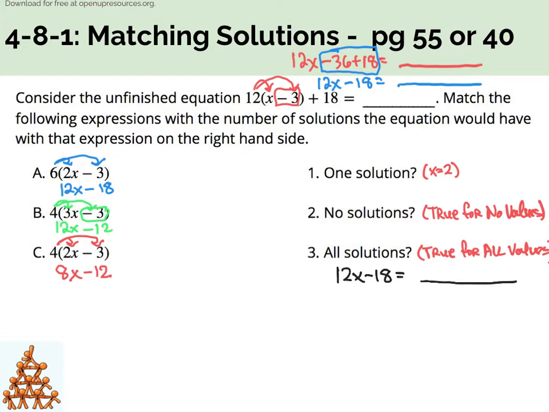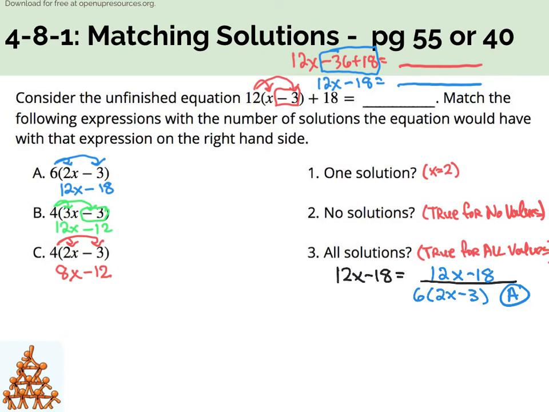So if I stick 12x minus 18 on both sides, right? And where did I get that from? I got that from the 6 multiplied by 2x minus 3. So A should go with number 3.